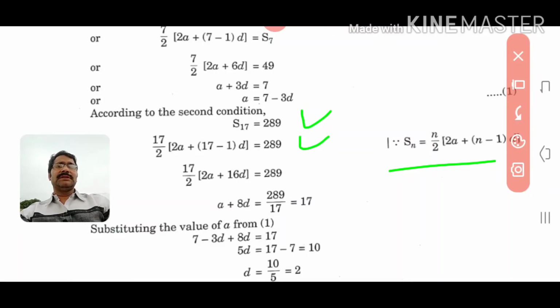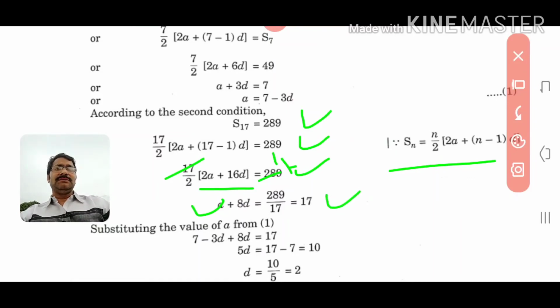Now look here, the same process you will do. 17 by 2, 2a plus 16d equal to 289. 17 and 289 you can cancel, you get 17, and 2a plus 16d you can divide by 2. So you get a plus 8d equal to 17. Now we know already a equal to 7 minus 3d. So in place of a you put 7 minus 3d plus 8d equal to 17.